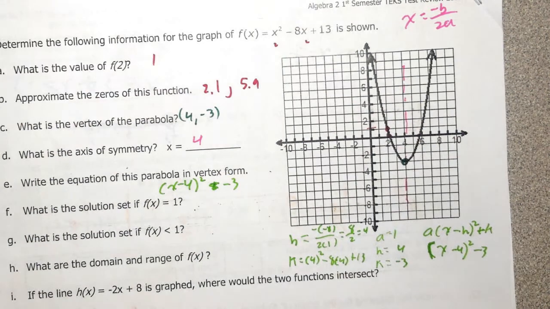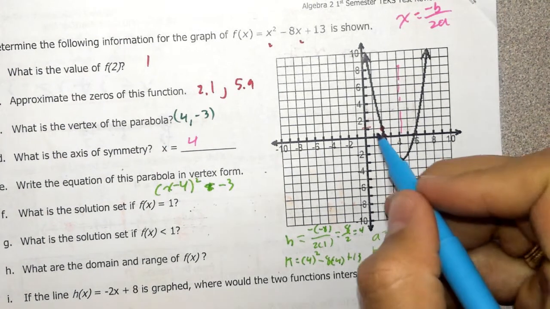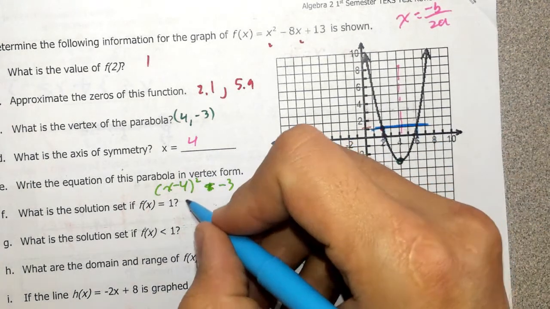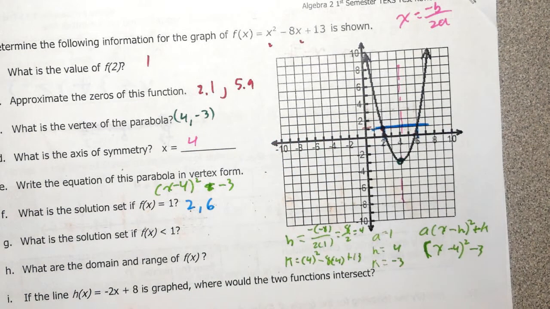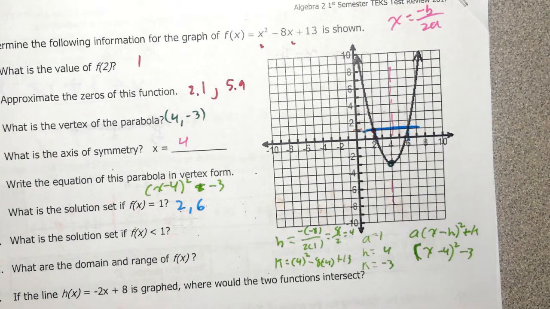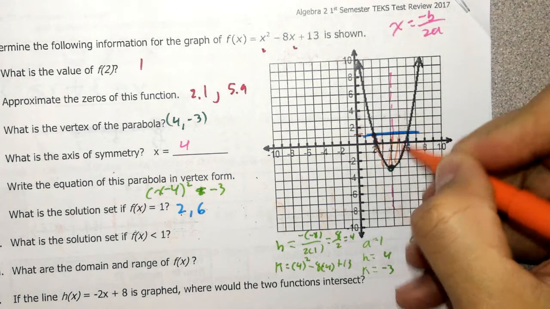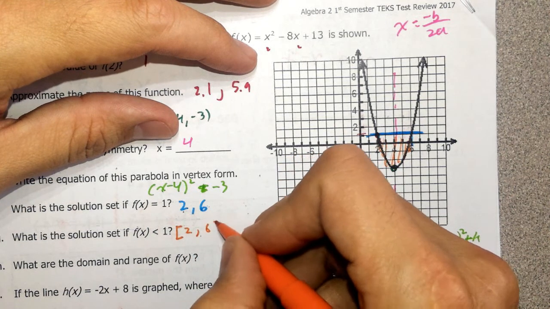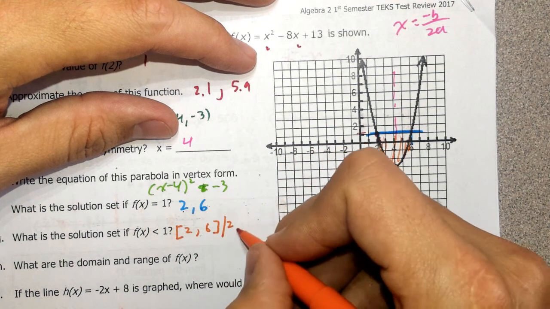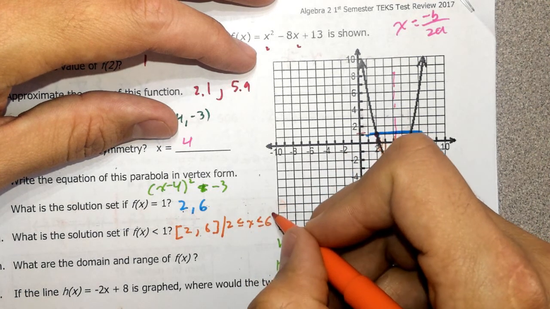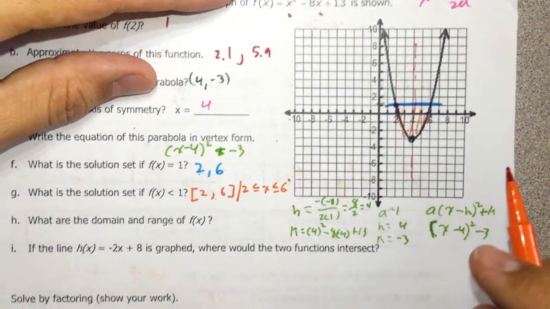What is the solution set where f of x is equal to 1? Where is it equal to 1? One of these values right here. So it is going to be 2 and 6. What is the solution set where f of x is less than 1? Well, everything between these values. So between those values, we can write that as inclusive 2 to 6, or we can say 2 less than or equal to x less than or equal to 6. Either one of those ways will work.